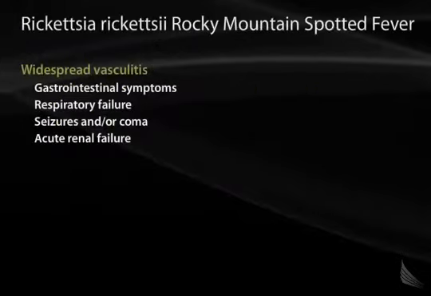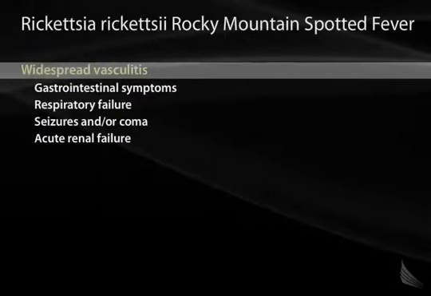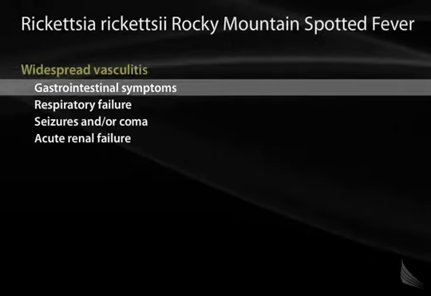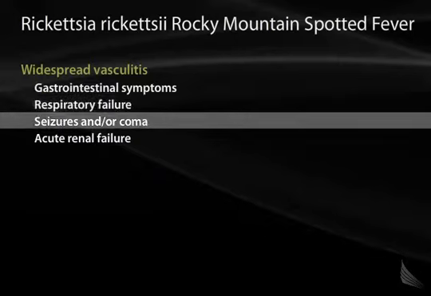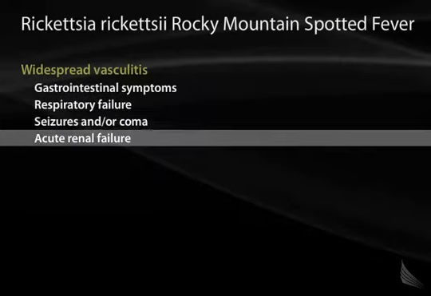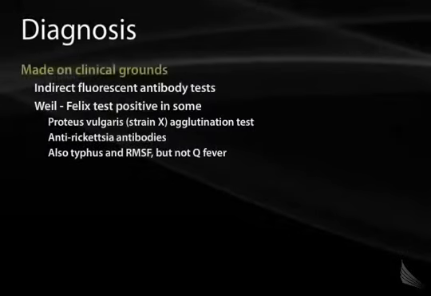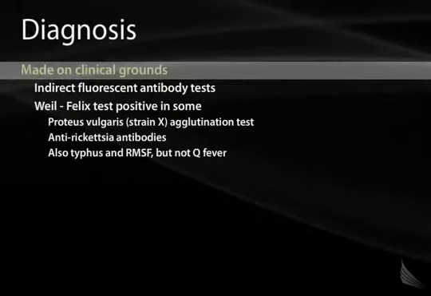The problem with Rocky Mountain spotted fever is that it creates a widespread vasculitis. So you can get symptoms in any body system. Gastrointestinal symptoms of nausea, vomiting, diarrhea, crampy abdominal pain. You can get respiratory failure, neurologic symptoms such as seizure and coma, and you can attack your kidneys with acute renal failure. The diagnosis of Rocky Mountain spotted fever is made clinically.